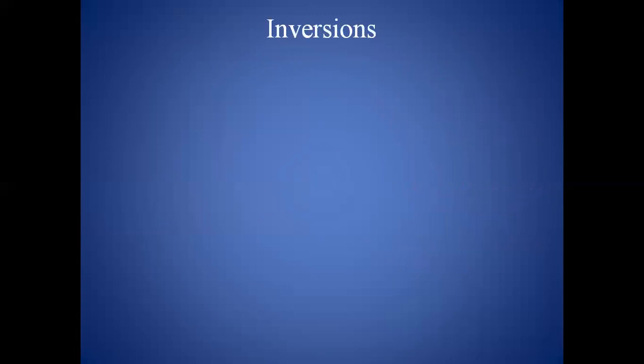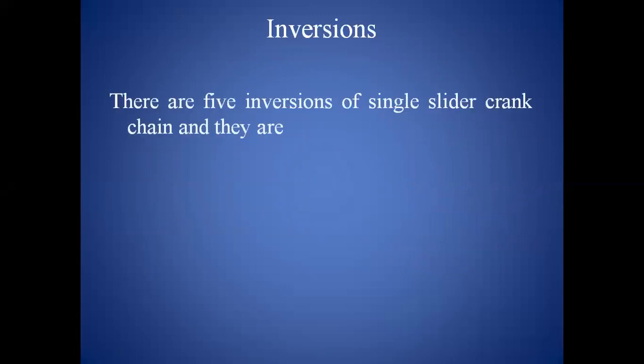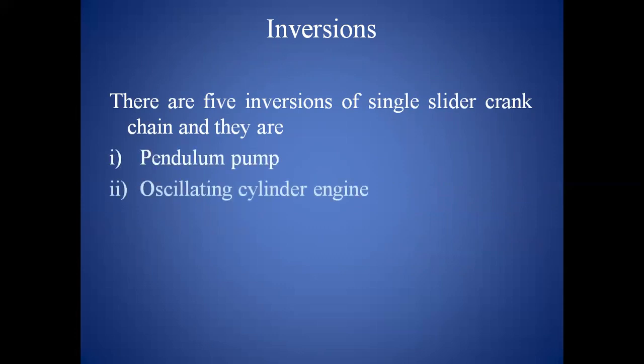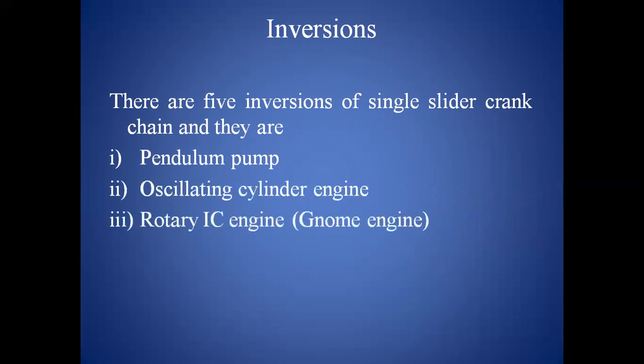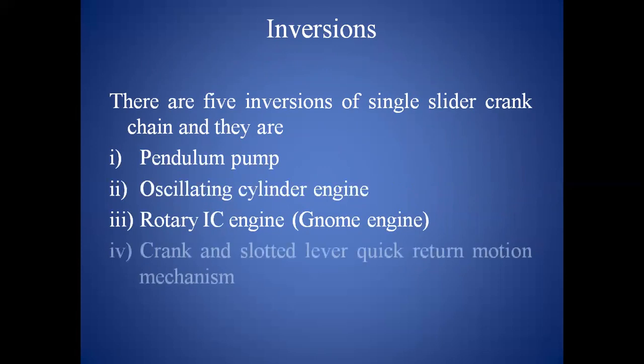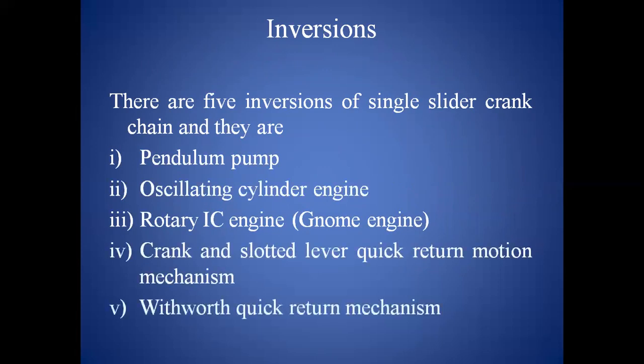Inversions. There are 5 inversions of the single slider crank chain, and they are pendulum pump, oscillating cylinder engine, rotary IC engine, also called Gnome engine, crank and slotted lever quick return motion mechanism, and Whitworth quick return mechanism. Let us discuss them one by one.